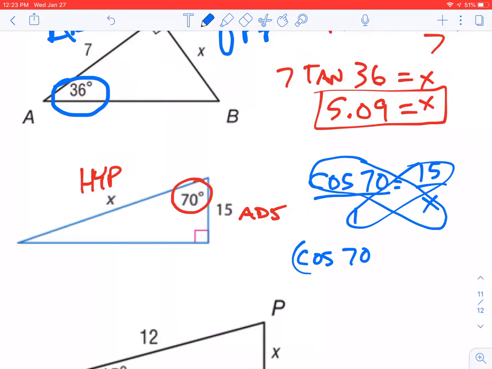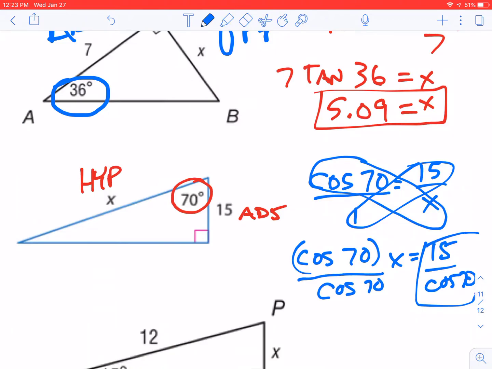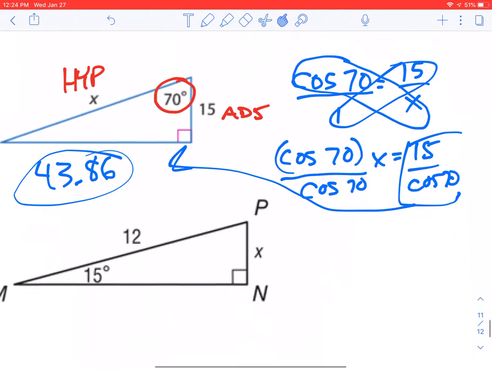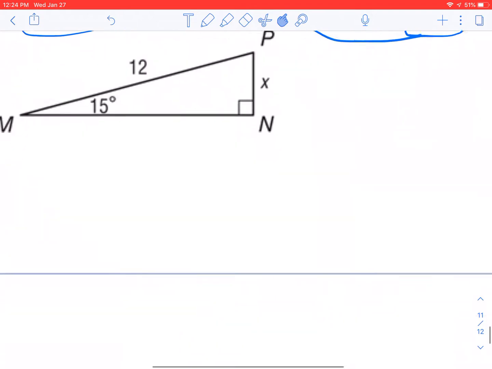Cosine of 70 is one number times x equals 15. Divide both sides by cosine of 70. This is what you type in your calculator. And then I'm going to write my answer over here. 15 divided by cosine of 70 equals 43.86. I'll round up. Most of these answers will be decimals, by the way. You guys always ask me that. They're pretty much all going to be decimals.